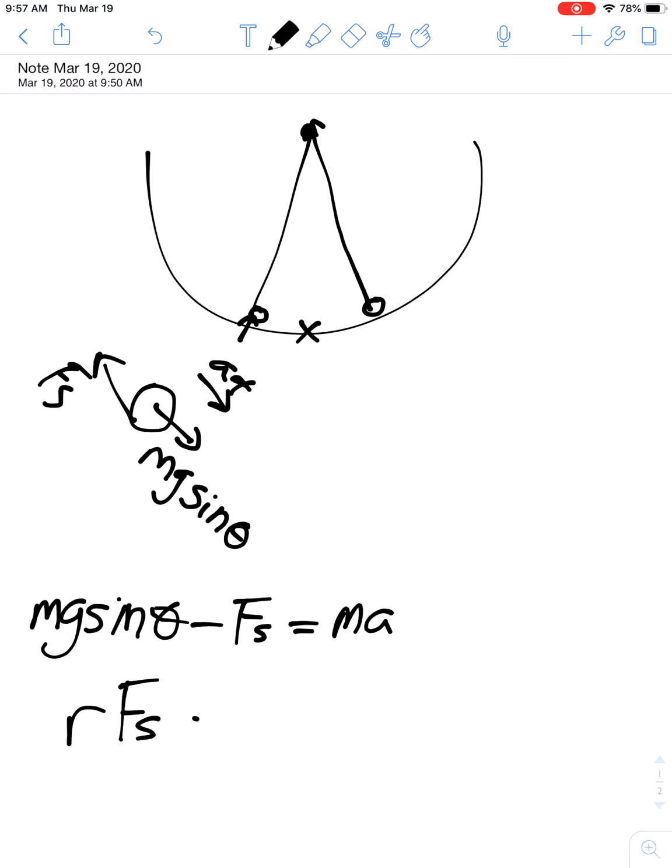By the way, keep in mind we don't know the radius of the ball. We know the radius of the bowl is 1/2 meter, but we don't actually know the radius of the ball, so this is not the same thing. We'll call this one big R, and we'll call the other one little r. And then that's going to be equal to I alpha. So far we have two equations: r Fs, and then I alpha. Hopefully that makes some sense.